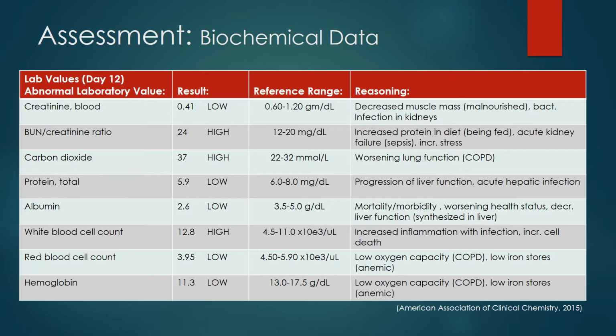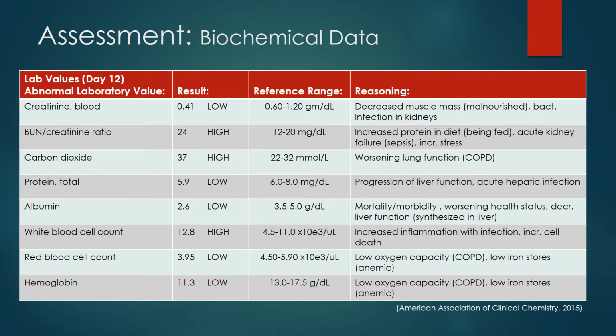Her total protein was low, which is indicative of just the progression of further liver damage, but then also acute hepatic infections. Her albumin level was low, which we use as a predictor of mortality and morbidity. Mrs. D was certainly very sick at this point in her stay, so worsening health status, and then also decreasing liver function, because albumin is synthesized within the liver, and with low liver function, her albumin level would be low.